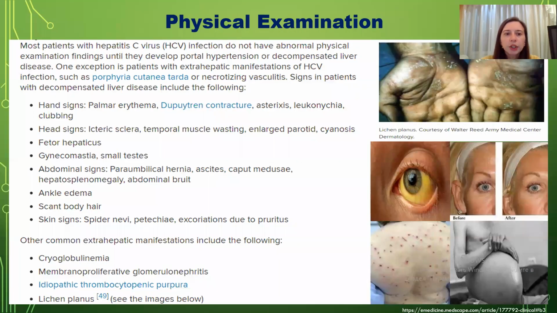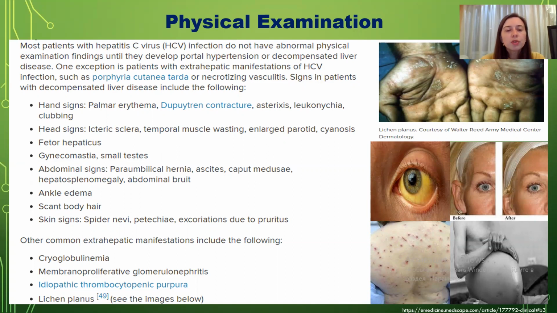Clinical examination. Most patients with hepatitis C virus infection do not have abnormal physical examination findings until the development of portal hypertension or decompensated liver disease. One exception is patients with extrahepatic manifestations of HCV infection, such as porphyria cutanea tarda or necrotizing vasculitis.